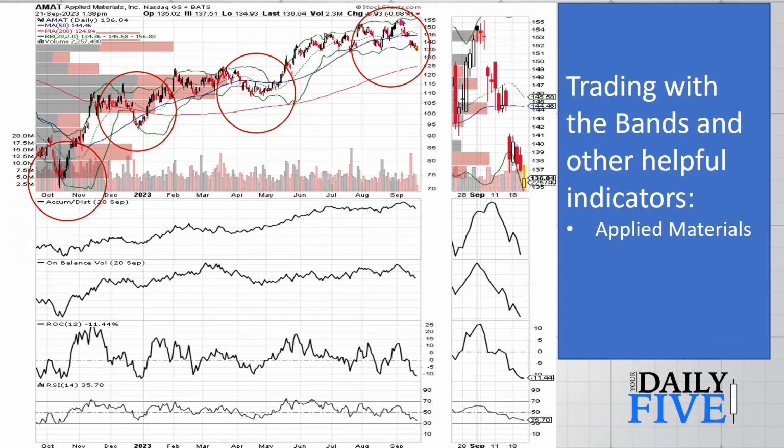Now, over here, guess what? We had the Bollinger Band signal. It went out. Prices started getting above that line. This is a little bit of a double top. On balance volume collapsed. Accumulation distribution collapsed. The short sellers came back in. Buyers bailed out. Prices collapsed.